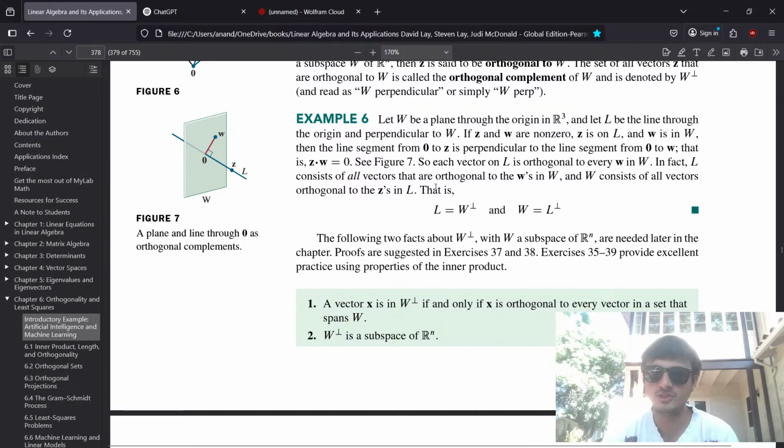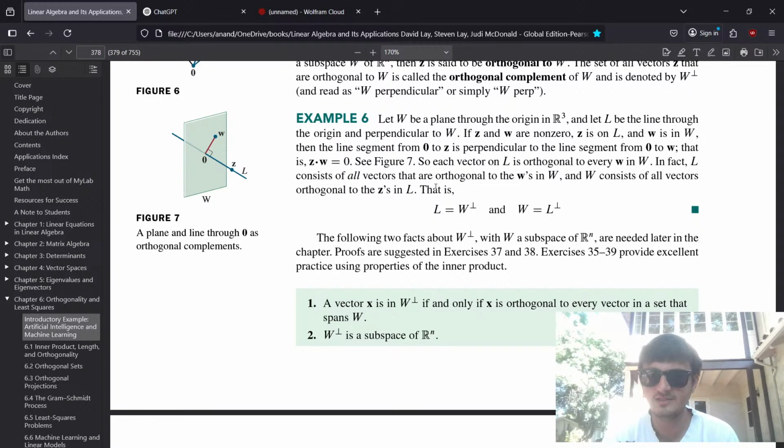Let W be a plane through the origin in R3, and let L be the line through the origin and perpendicular to W. If z is on L and w is in W, then the line segment from 0 to z is perpendicular to the line segment from 0 to w. Okay, yeah, that seems obvious. That is, the dot product is 0.